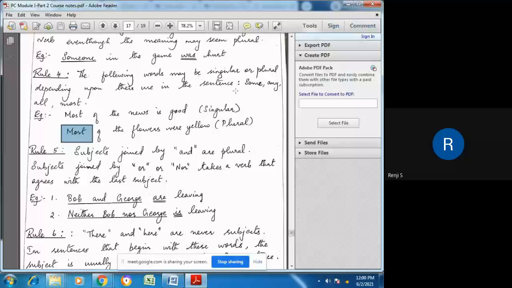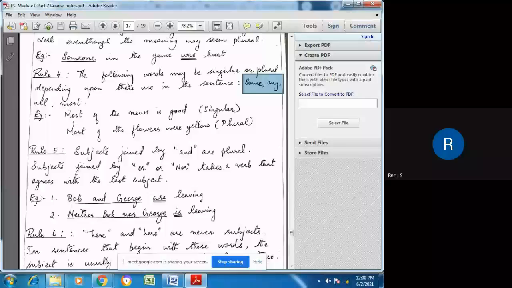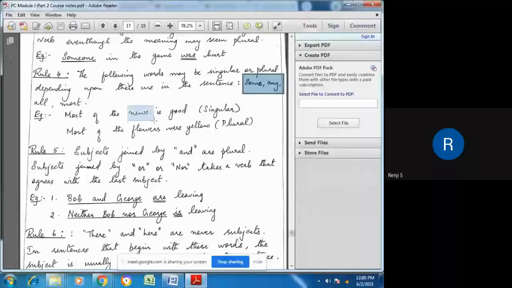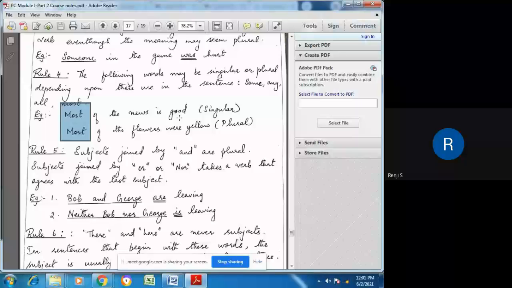Some of the words that can be used as both singular and plural are some, any, all, and most. These are the common words that we use both as singular and plural. So we have to study these words and see that whenever they come, they can use both singular verbs as well as plural verbs. Is it clear? So these words, if used in a sentence, can take both singular verbs as well as plural verbs.